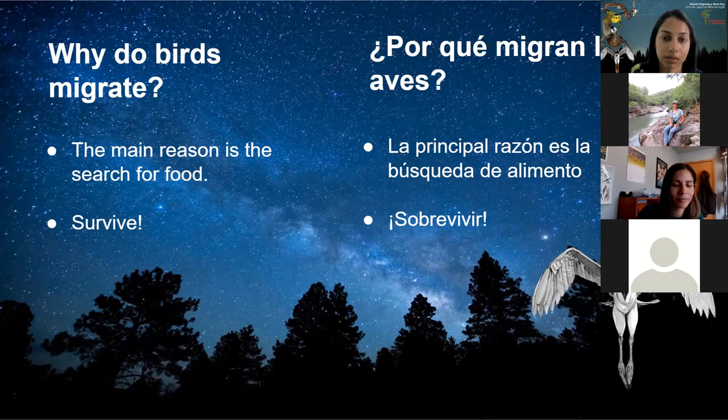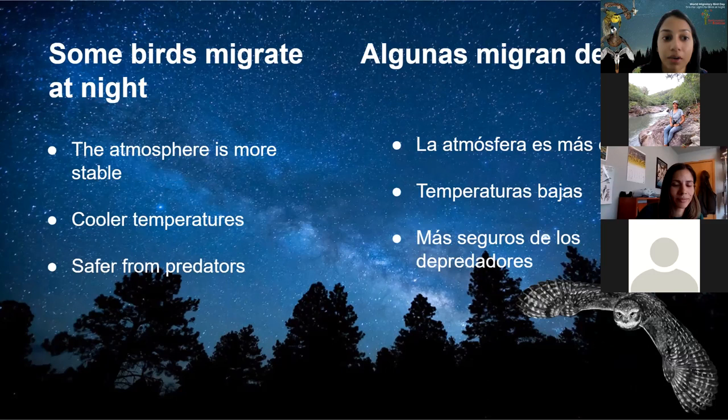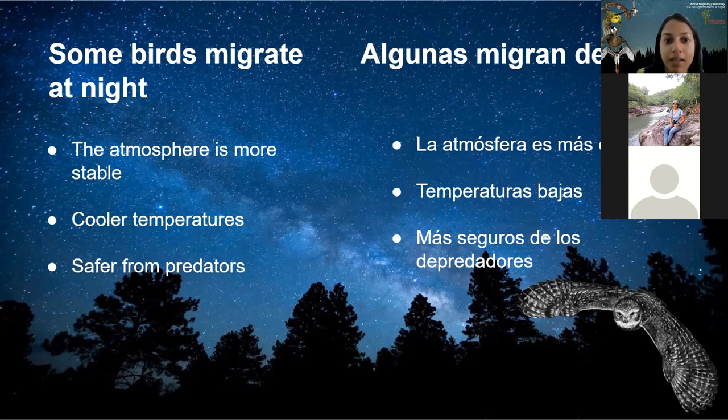Some birds migrate at night, and it is important for us to dim the lights for birds at night. There are some advantages to birds migrating at night. One is that the atmosphere is a little more stable, so there are not those daytime thermals, and they require less energy to fly. There are also cooler temperatures, so it's more comfortable for them to fly at nighttime. And at night they're not seen by predators, so it's safer for them as well. So lots of advantages of birds migrating at night. So we have to keep the nights safe and reduce our light pollution.